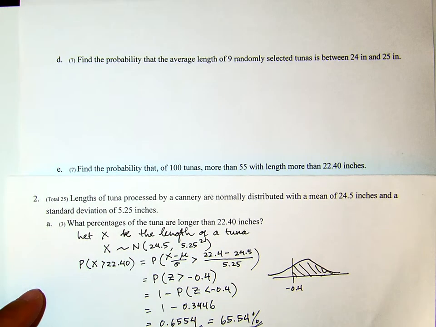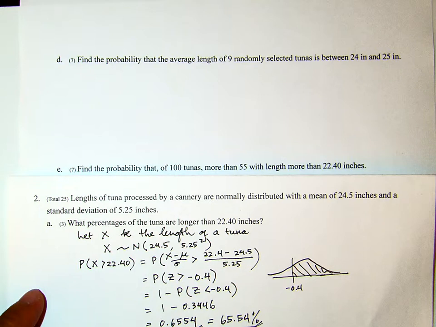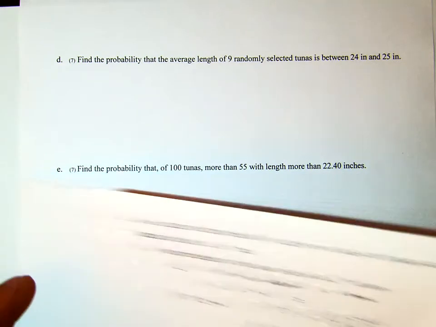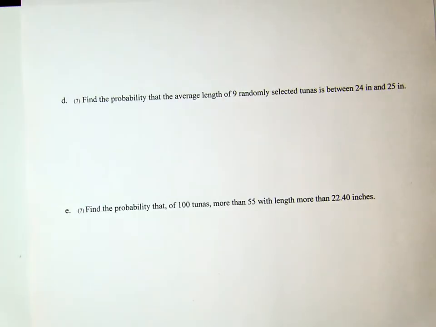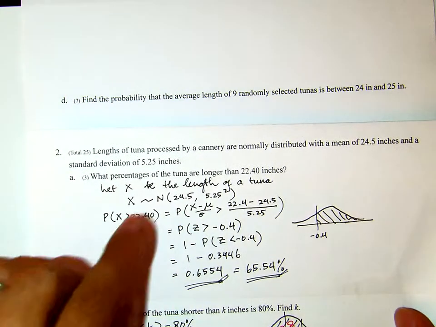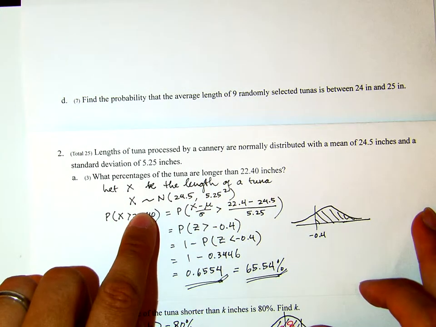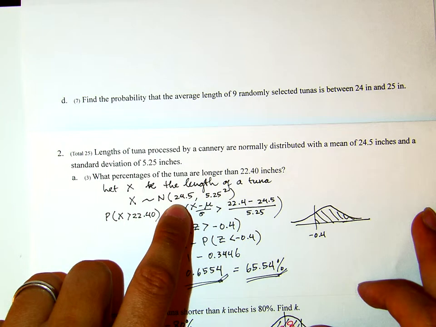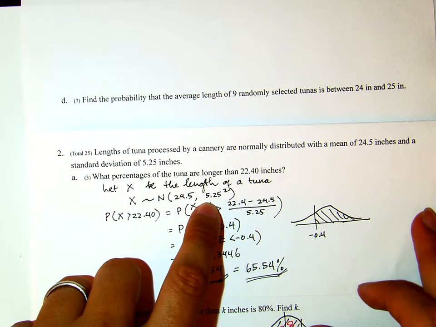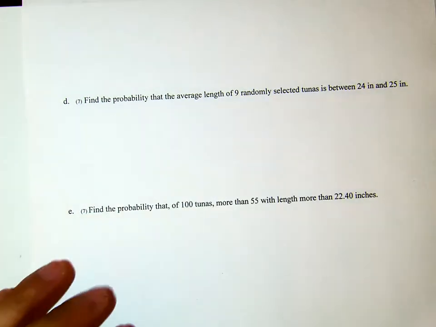The question was, part 2, the given situation is the length of tuna processed by a cannery are normally distributed with a mean of 24.5 inches and standard deviation of 5.25 inches. If we already defined x earlier, the random variable x with the length of tuna, it's normally distributed with mean 24.5 and variance 5.25 squared. Now let me copy that here.